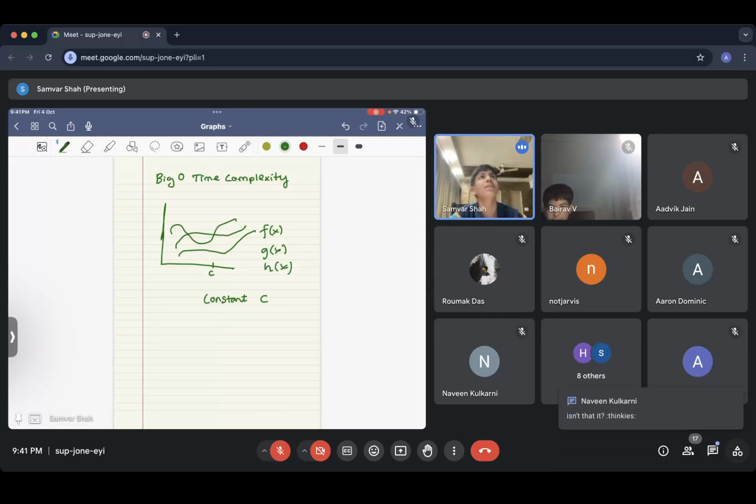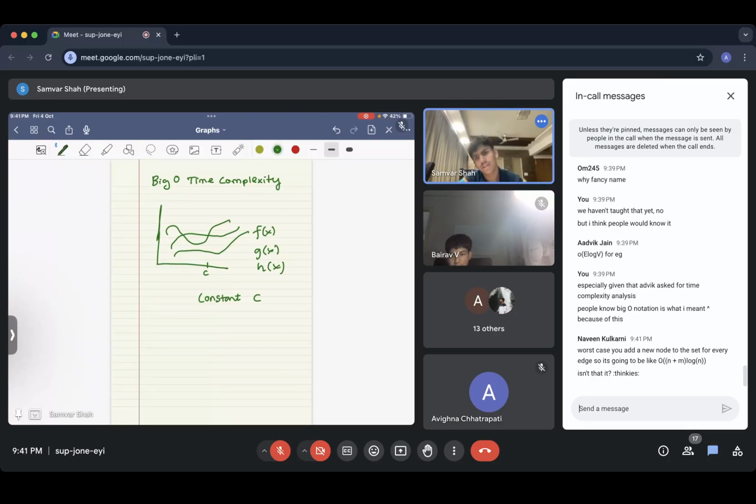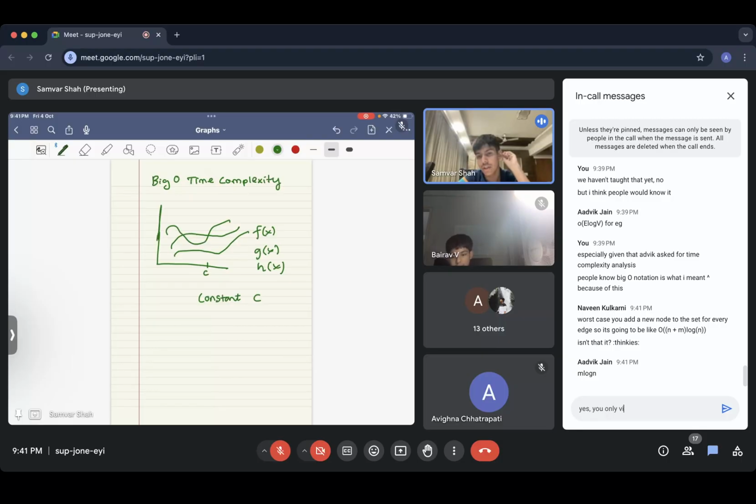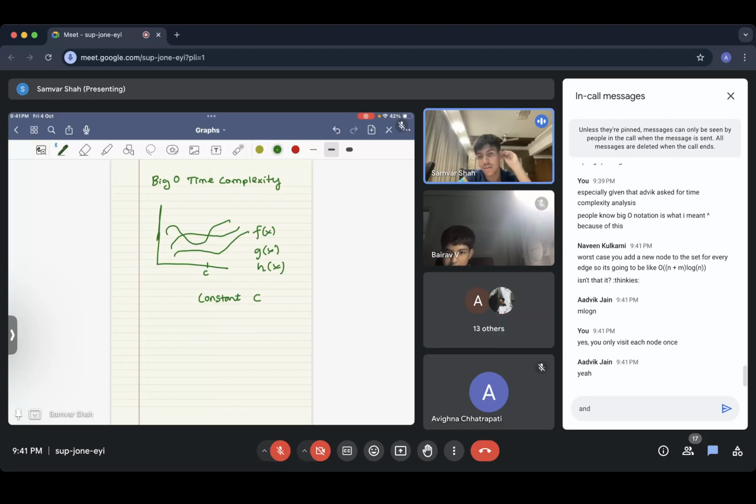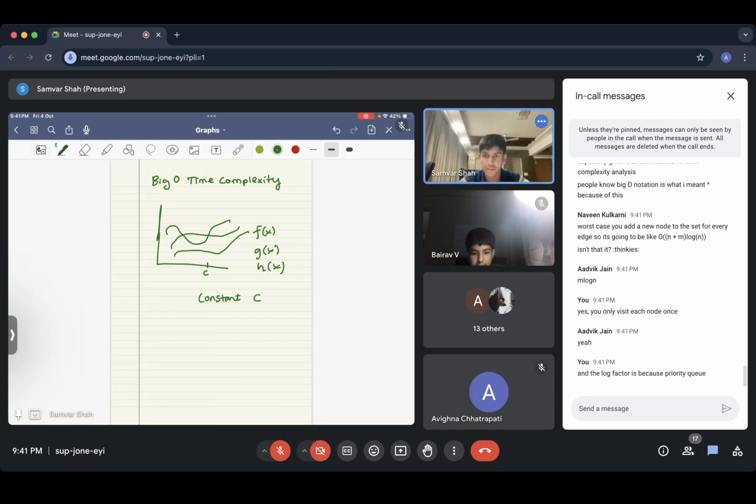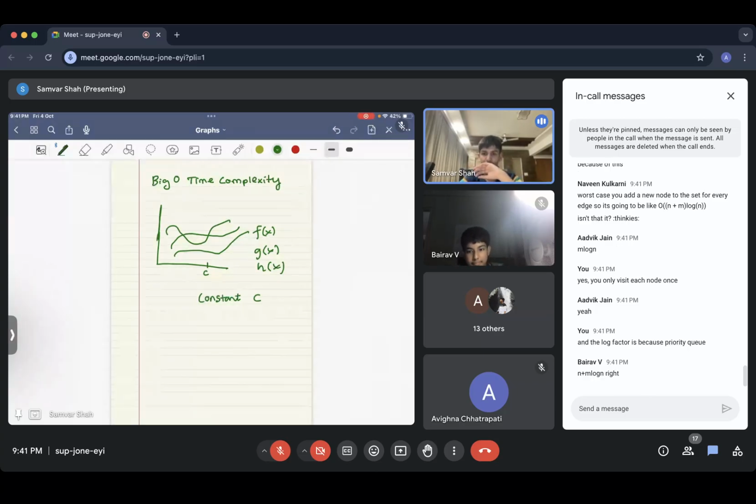n plus m log n. Isn't it O of m log n with the best case implementation? Yeah, m log n. I don't think it's n plus m. Yeah, you visit each node once, so it's actually m log n. But we'll go over it after. Yeah, and the log factors prior to the queue. Yeah, we can go over that. Okay, we'll go over that.